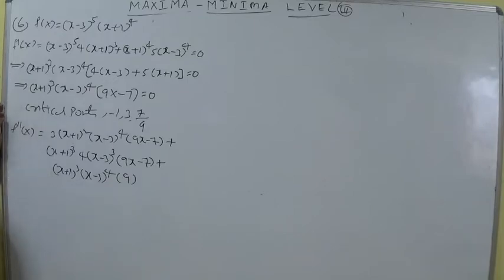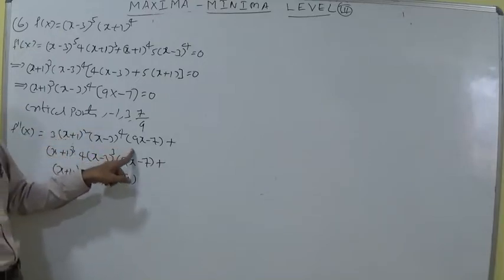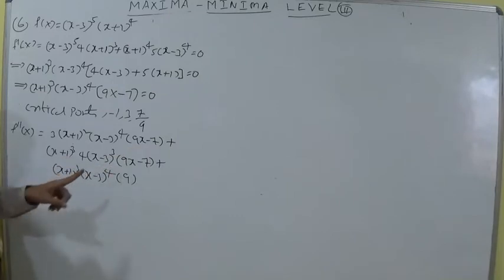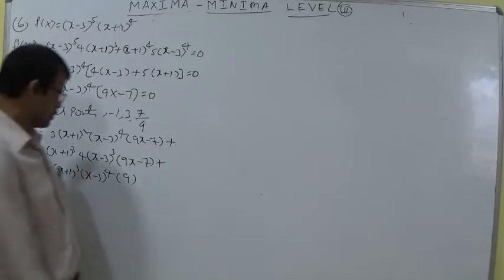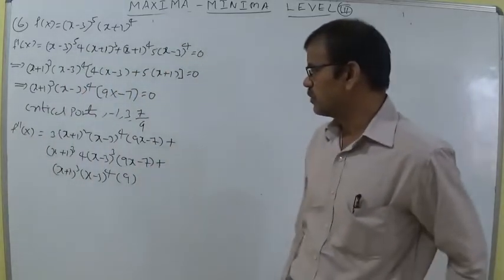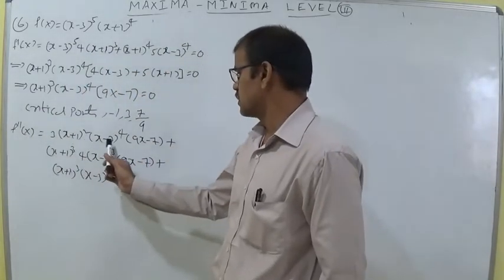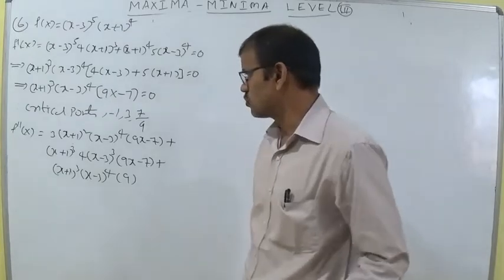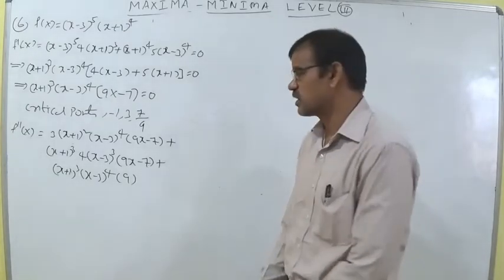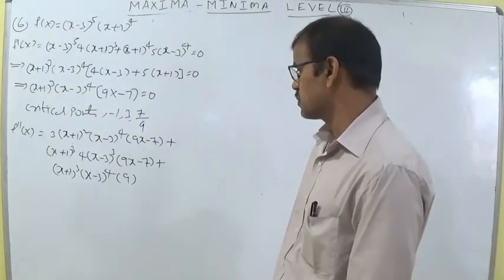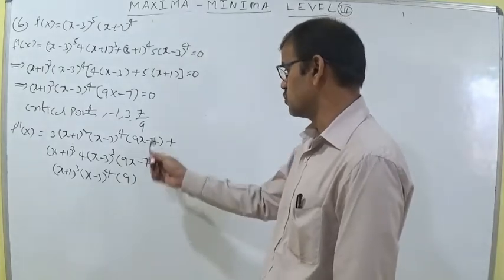If you put the value -1 here, you substitute, it becomes 0, here it is 0, this is also 0. So f''(x) is equal to 0. Next, if you put the value 3, here it is 0, here it is 0, here it is 0. So at -1 and 3 the second derivative is 0. Next, if we substitute the value 7/9, this is 0, this is 0.